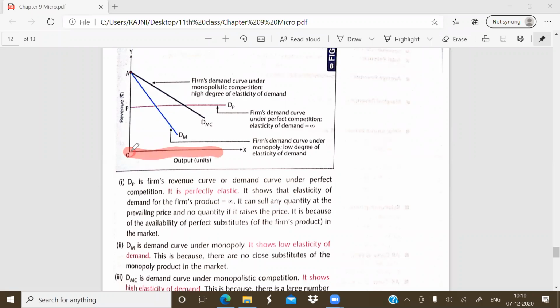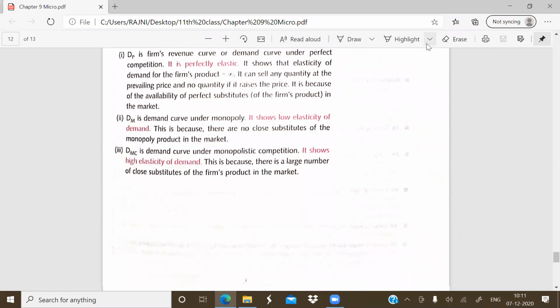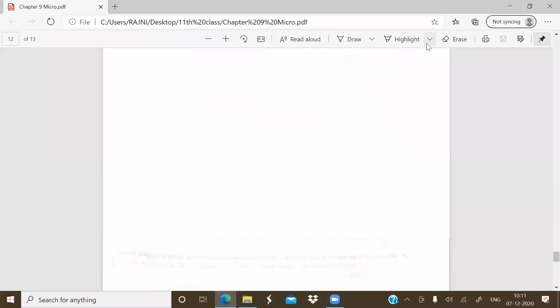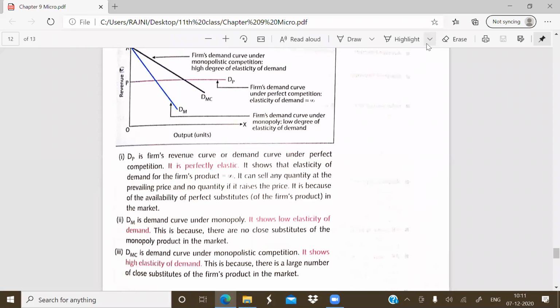So here we can say, the x-axis is the output and the y-axis is the revenue. This is the demand curve for perfect competition. Then the second one is the demand curve for monopoly, less elastic. And this is the demand curve for monopolistic competition, more elastic. So a high degree of elasticity of demand exists in the case of monopolistic competition. So these were simply the different revenue curves under the different forms of market.